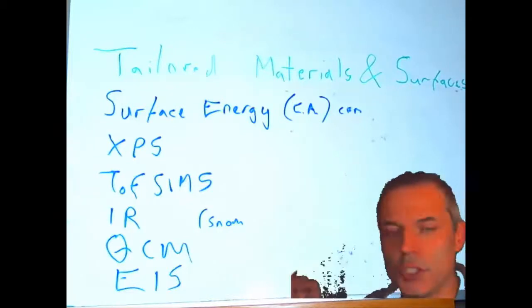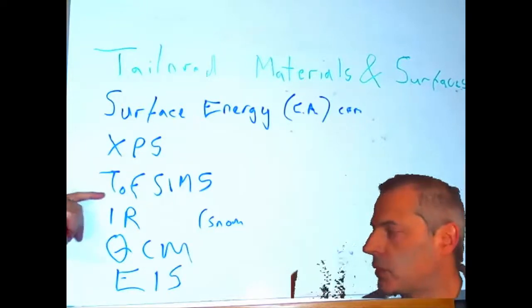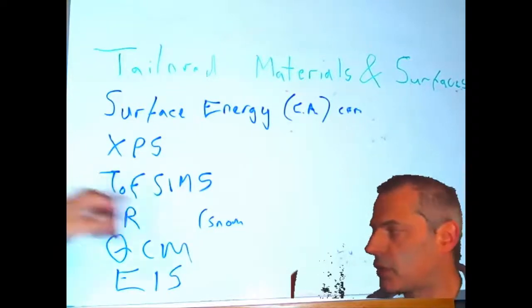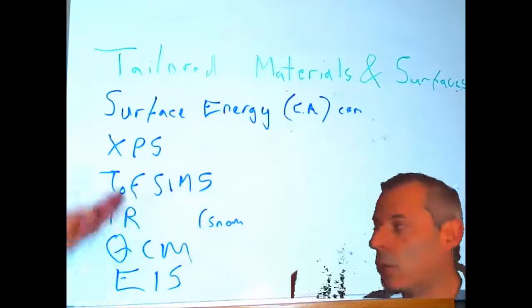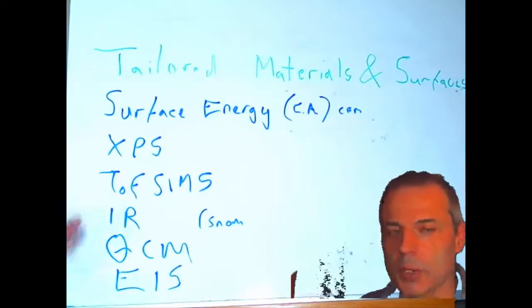Sometimes we would like to just see the surface. To see just the surface, we would use something like TOF-SIMS, which is time of flight secondary ion mass spectroscopy, where we measure actual atoms in the surface. We knock them out and measure their mass.